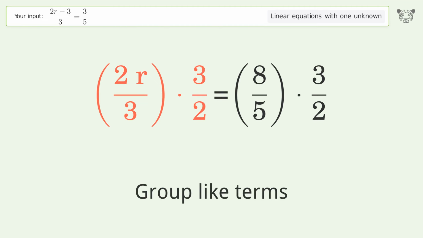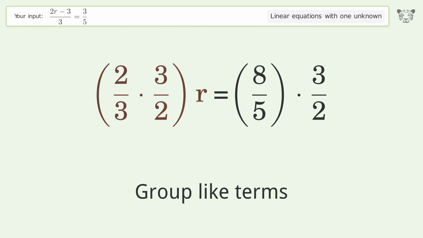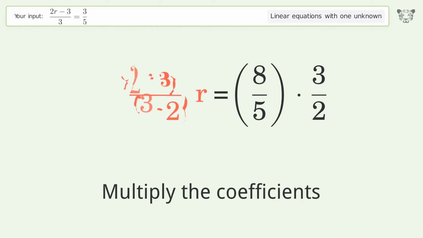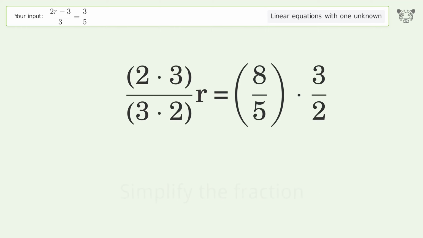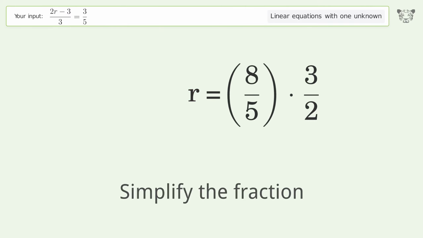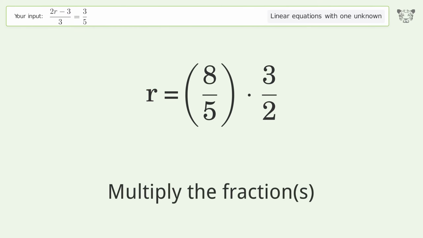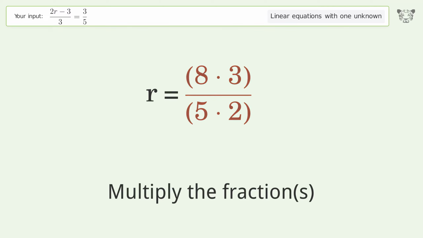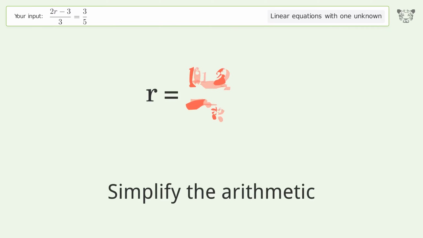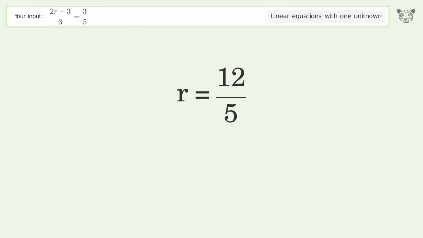Group like terms. Multiply the coefficients. Simplify the fraction. Multiply the fractions. Simplify the arithmetic. And so the final result is r equals 12/5.